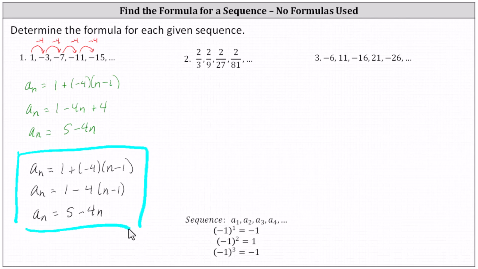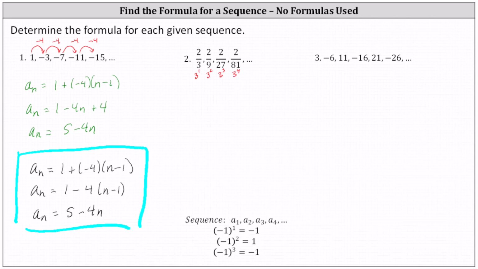Looking at number 2, whenever we have a sequence of fractions, it's often helpful to analyze the numerators and denominators separately. This one's actually much more straightforward. Notice all the numerators are 2, and then looking at the denominators, we have 3, 9, 27, 81, which are all powers of 3. 3 is 3 to the first, 9 is 3 squared, 27 is 3 cubed, and 81 is 3 to the fourth, and so on.